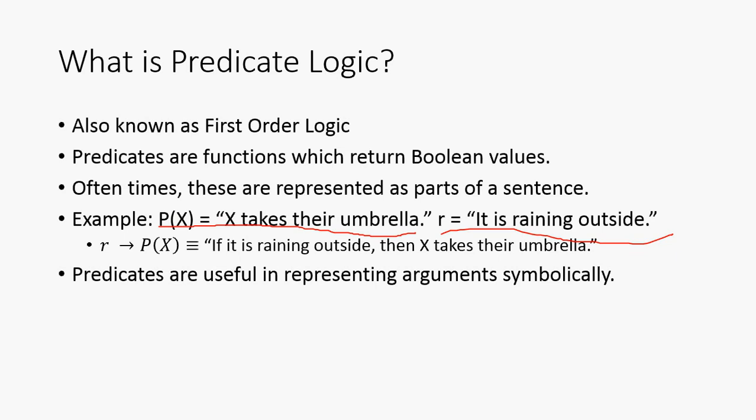So an example of an argument you could use using predicate logic is R implies P of X. So if it is raining outside, then X takes their umbrella, is how this would read in English. So predicates are useful in representing arguments symbolically.